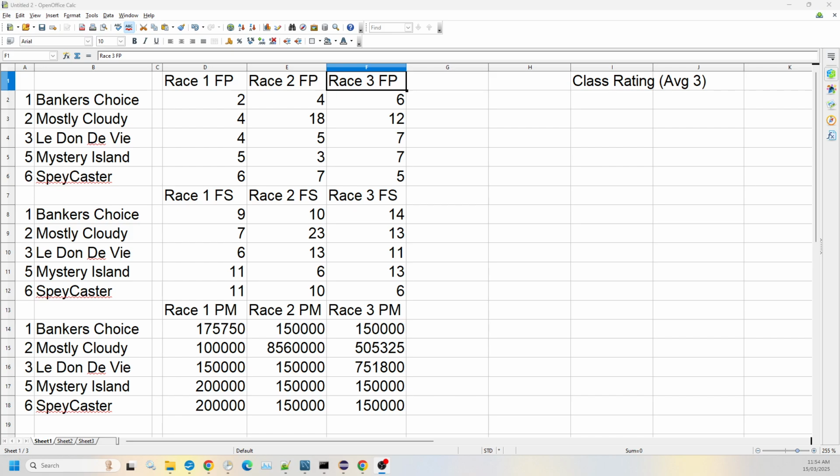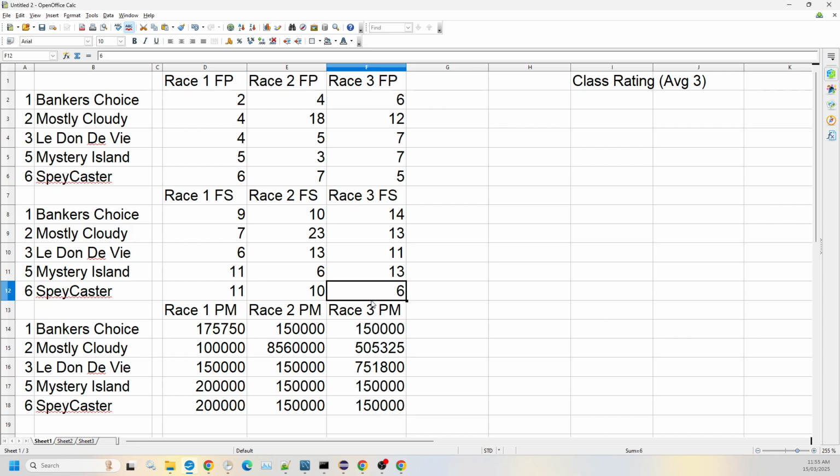And we are back with all of the numbers filled in. So we now have the finishing position, the field size, and the prize money for every single race. So what we want to do is now calculate the class rating. So it's fairly simple. What we want to do is basically give everyone that ran in a particular race a portion of the prize money. So there was 11 runners. We want to divide 200,000 by 11. If we're looking here, 150,000 divided by 10 and 150,000 divided by 6.